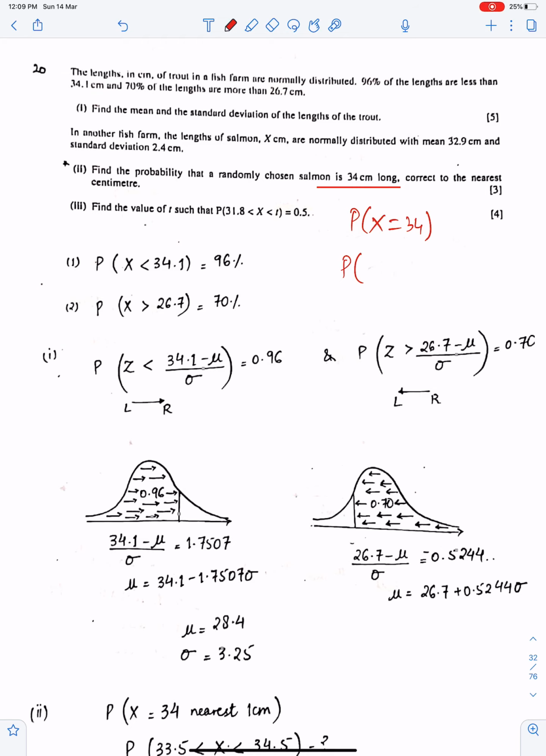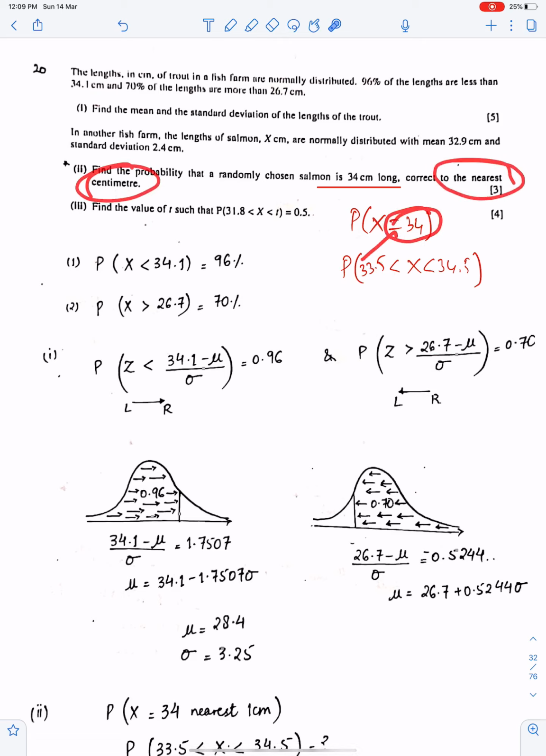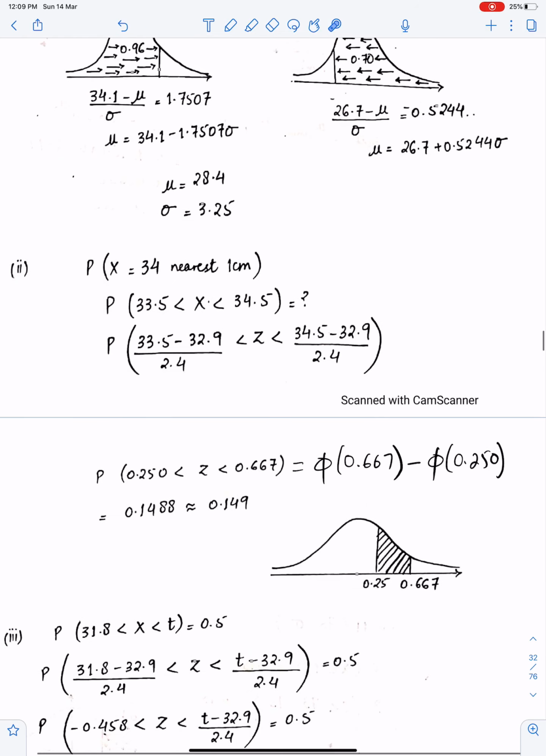So whenever it is exactly a number, you always take the lower and upper bound of the number, because you cannot find this probability in normal distribution for an equal value. This is not possible, so always write the lower and upper bound. Correct to the nearest centimeter means take the lower bound and upper bound here. So by taking the lower and upper bound, we get this area, and that's it.